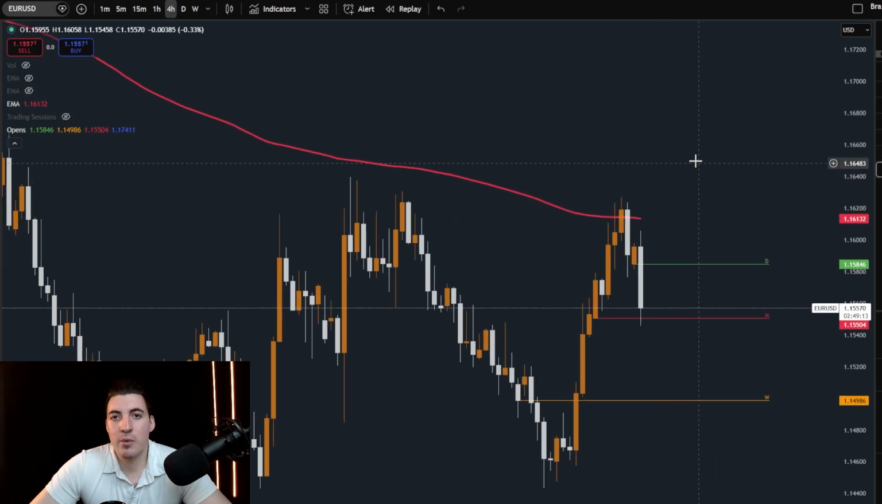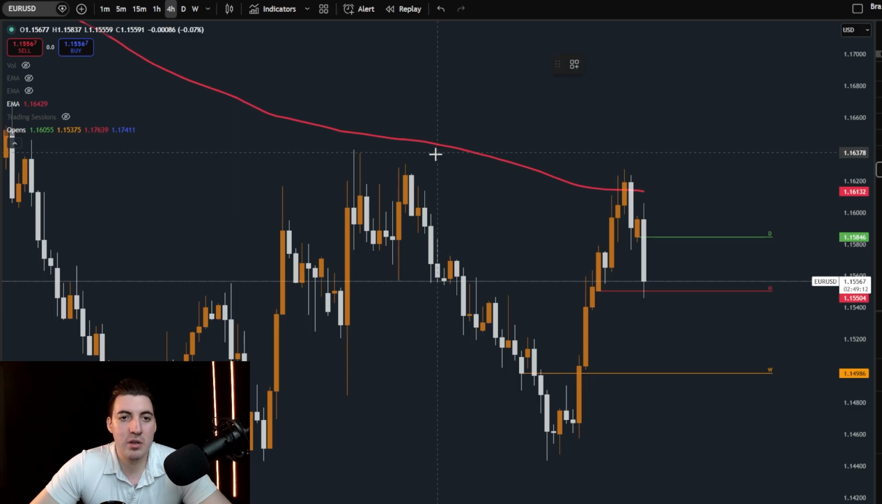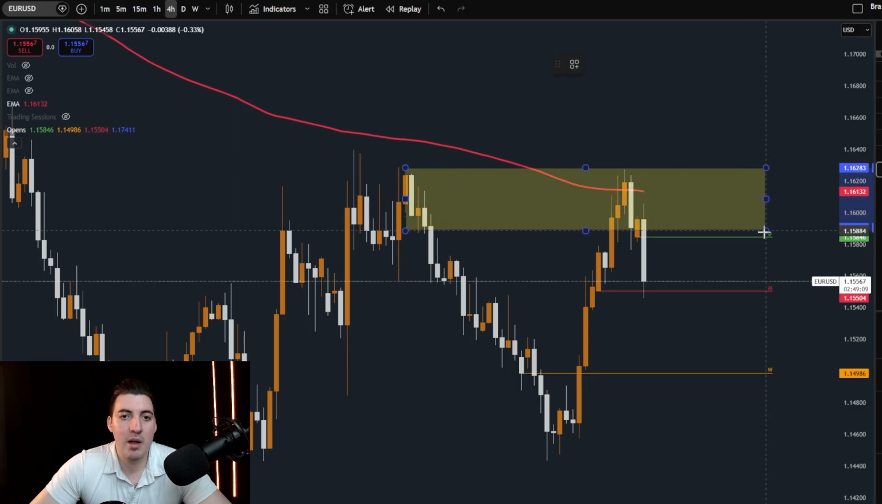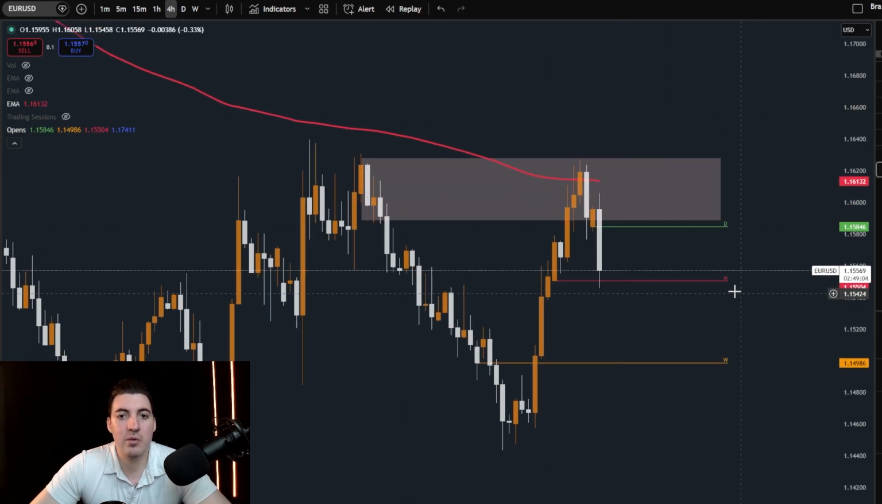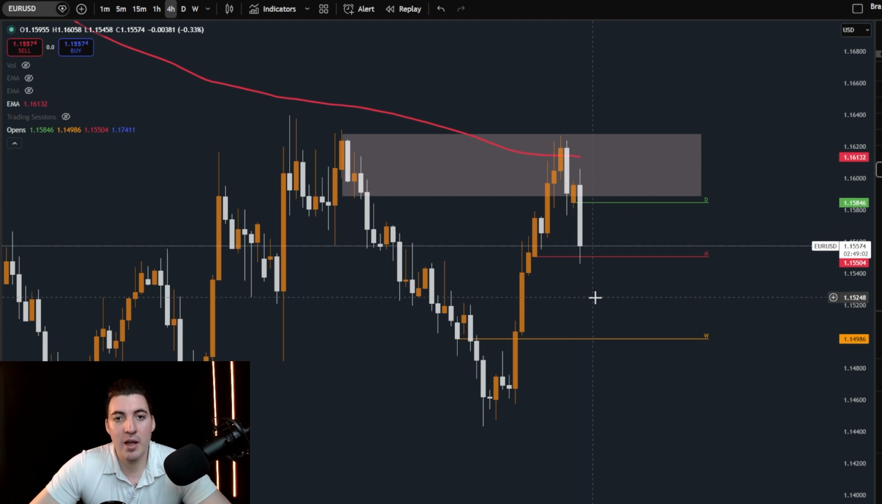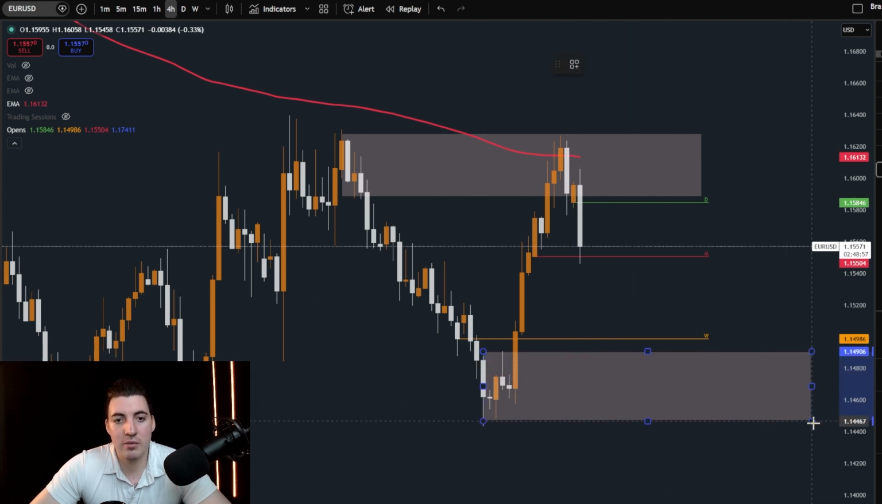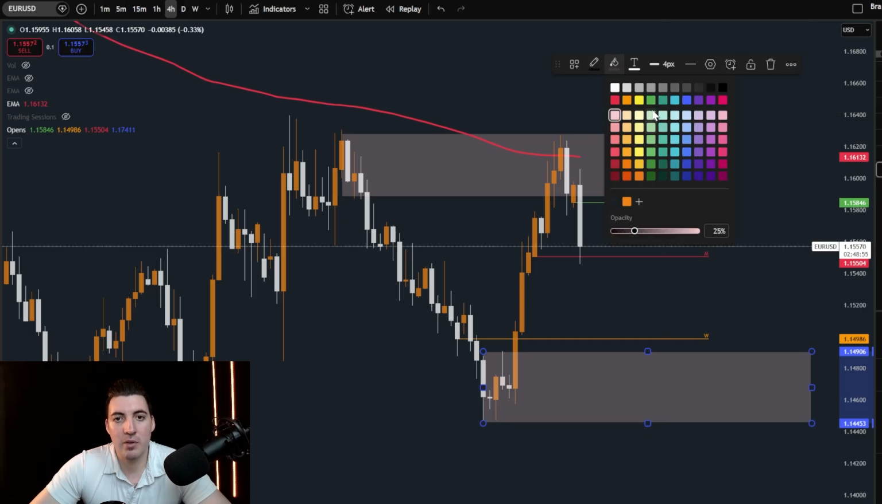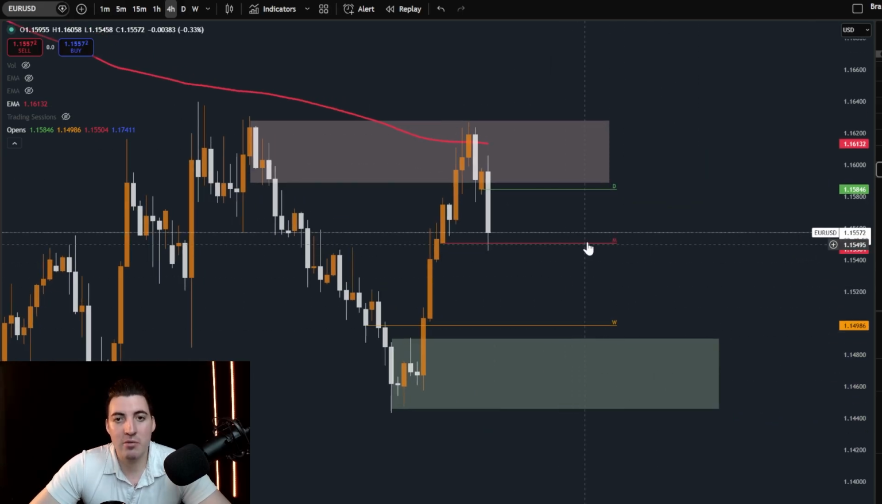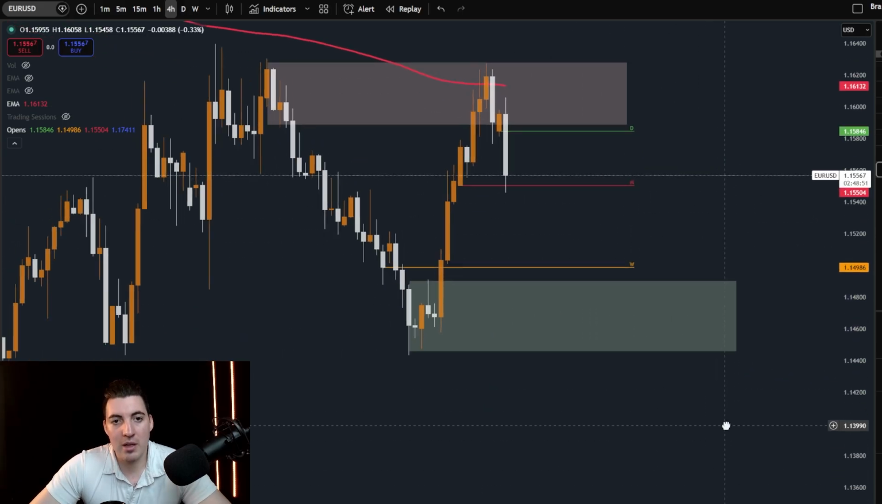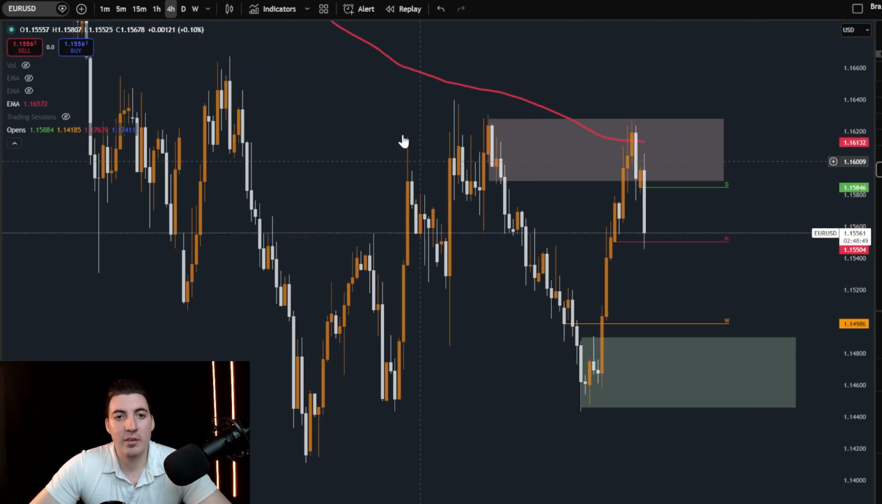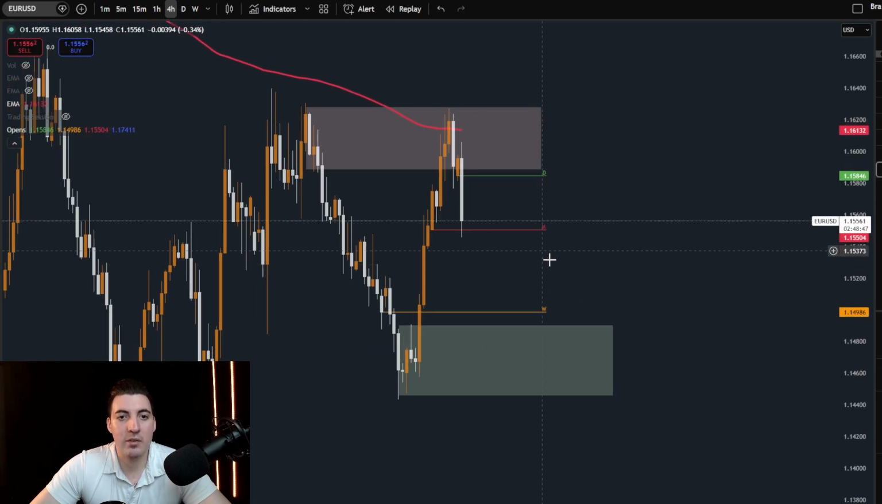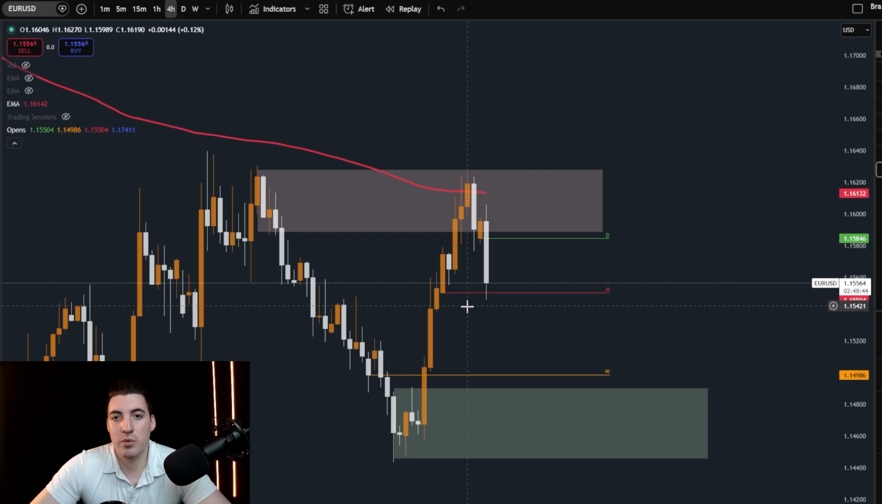Heading over to the Euro US dollar, we see a very similar situation, whereby we have entered into a supply zone. We are now seeing it push itself down. We are likely going to see the price continue pushing itself down until we hit one of these potential demand zones. We may see a retracement before then continuing into the downside. As I said, we are in a downtrend, and so we are really looking for shorting positions.